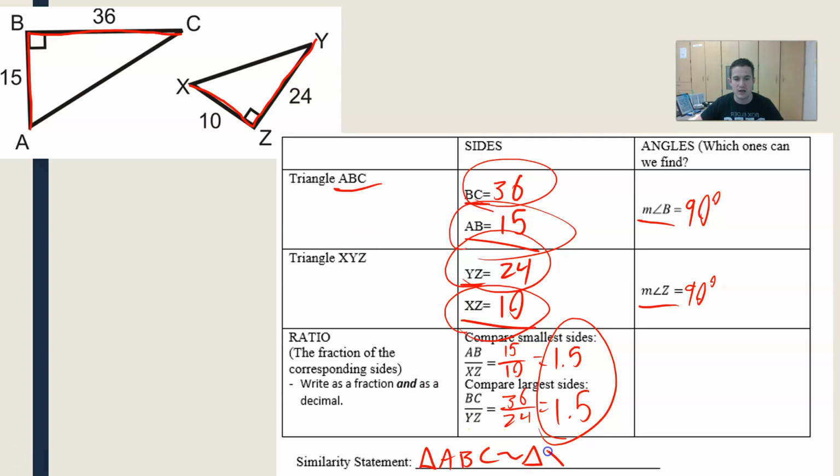similar to triangle XZY. So it seems kind of out of order there, but notice I'm just following the corresponding sides. Short side, long side, short side, long side, ABC, XZY. So those two triangles are similar by the side angle side similarity theorem.